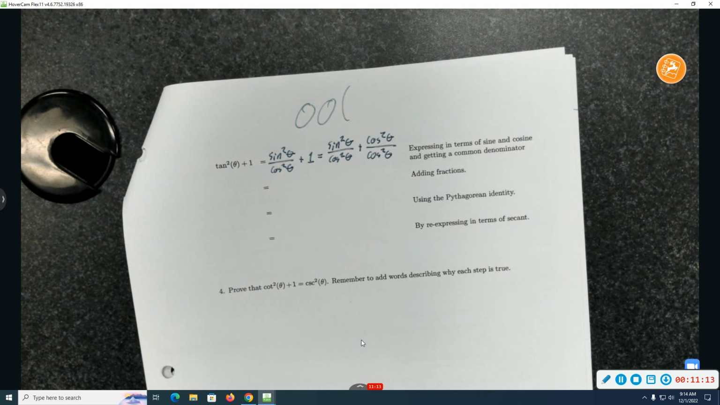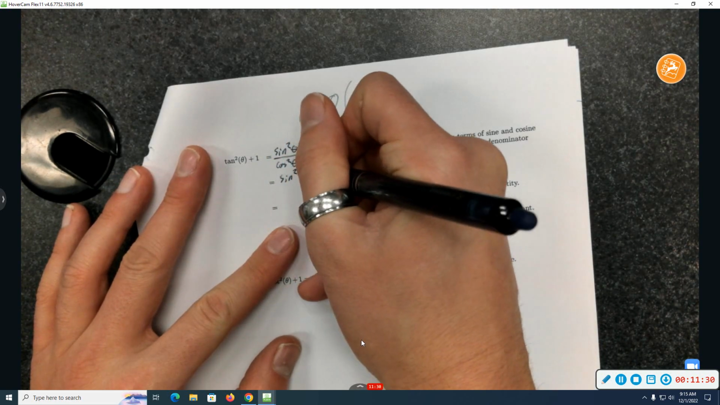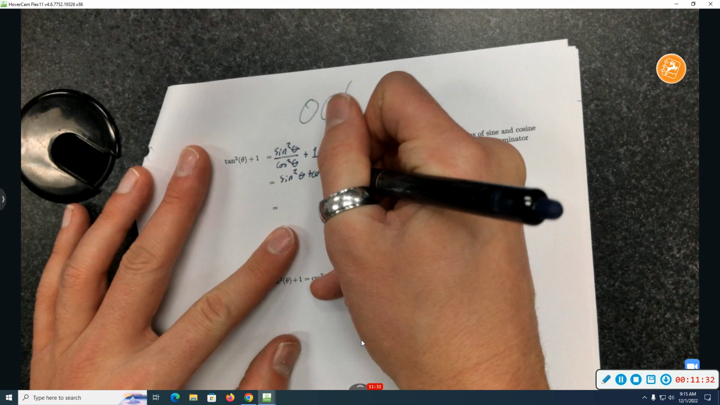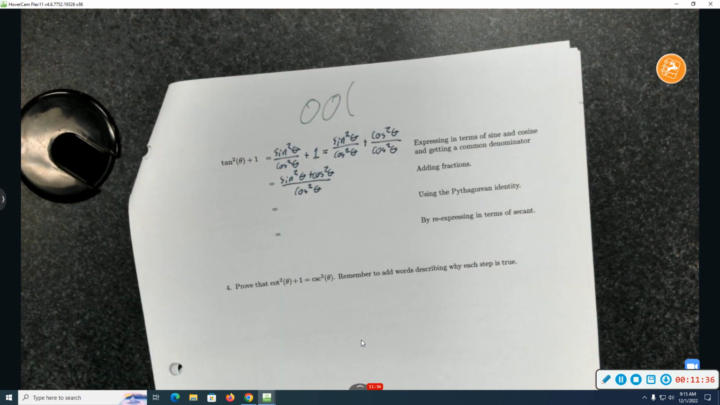So there are like two steps that basically always go in order. Whenever you want to add fractions, you probably need to get a common denominator. And whenever you get a common denominator, you're probably doing it so you can add fractions. So let's add these fractions. Looks like we get sine squared theta plus cosine squared theta all over cosine squared theta. All right, do you see anything useful there?